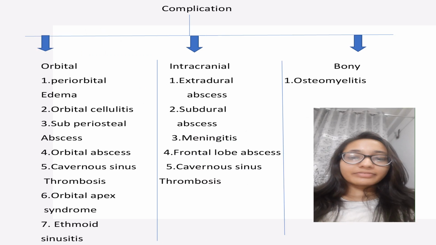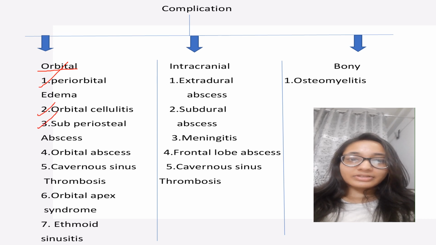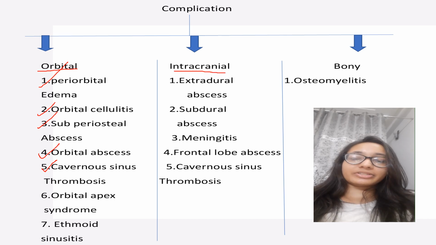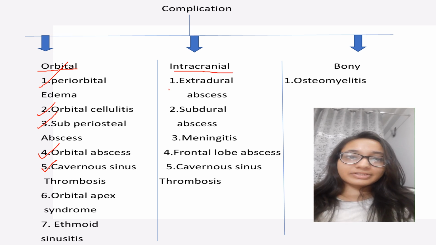Now let's start with the last part, which is the complications of sinusitis. Since you know the ethmoidal sinus is near your orbit, we can have periorbital edema if we have infection in your ethmoidal sinus, or orbital cellulitis, subperiosteal abscess, orbital abscess, or cavernous sinus thrombosis. In the same way, we can also have intracranial complications, like extradural abscess, subdural abscess, meningitis, frontal lobe abscess, since the frontal sinus is concerned.